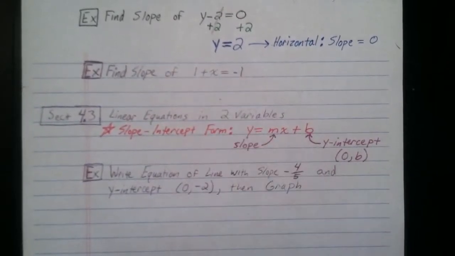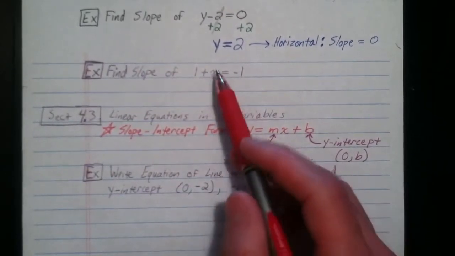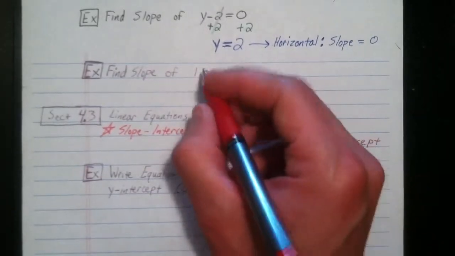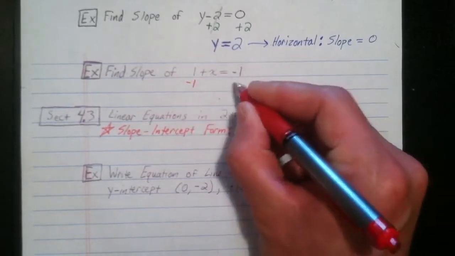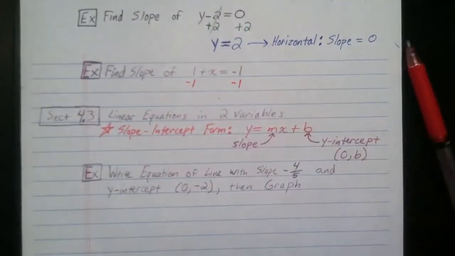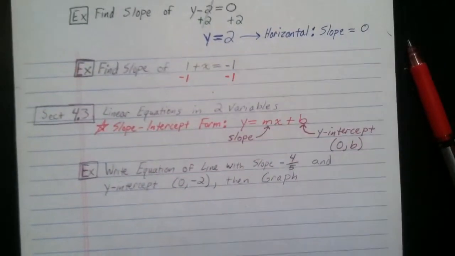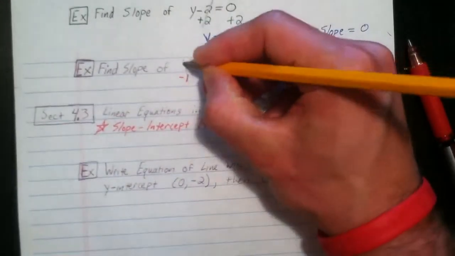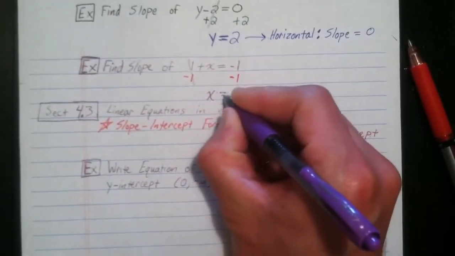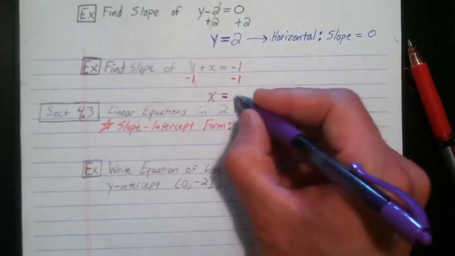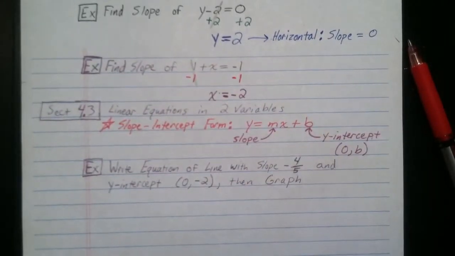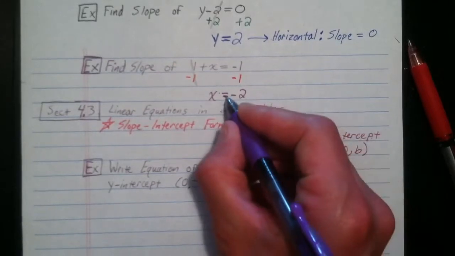This next example doesn't even have a y in the equation, but we still want to solve the equation for x. Okay? To do that, we'd subtract 1 from both sides to cancel out that 1 there. One minus the 1 gives us 0. It cancels it out, and we're left with x equals negative 1 minus 1 is negative 2. And now we have an equation x equals negative 2.